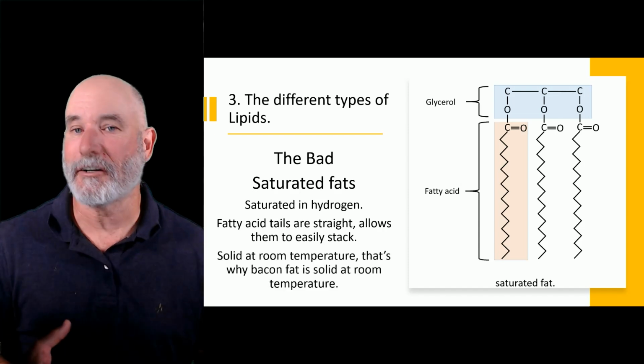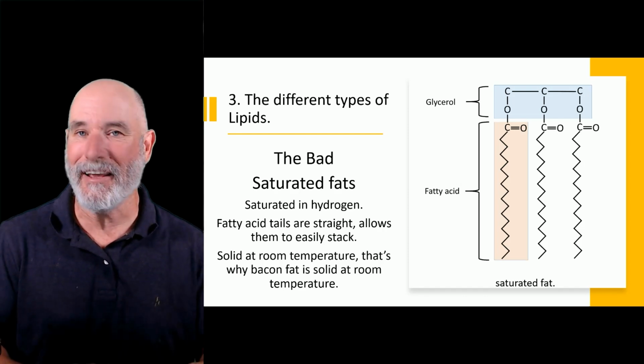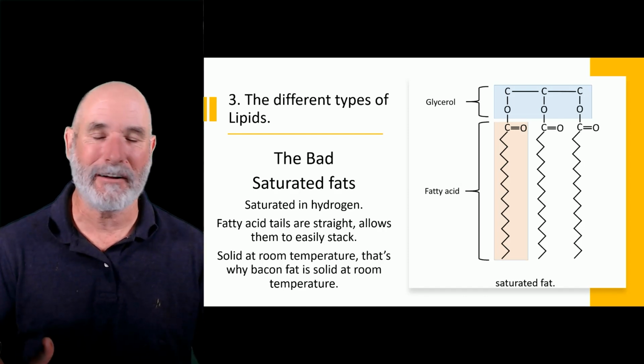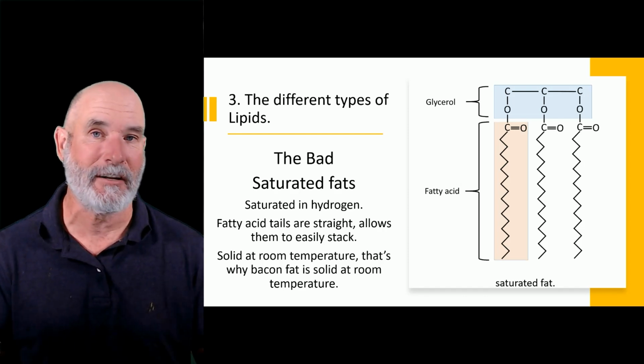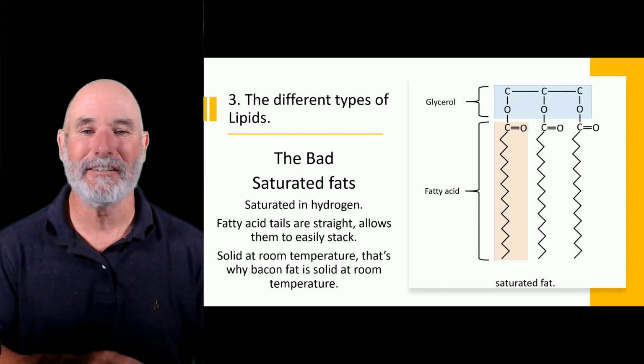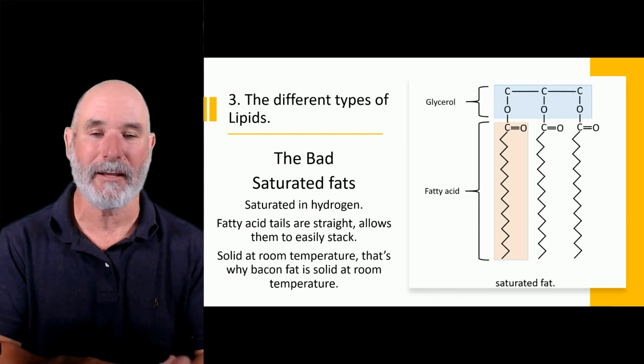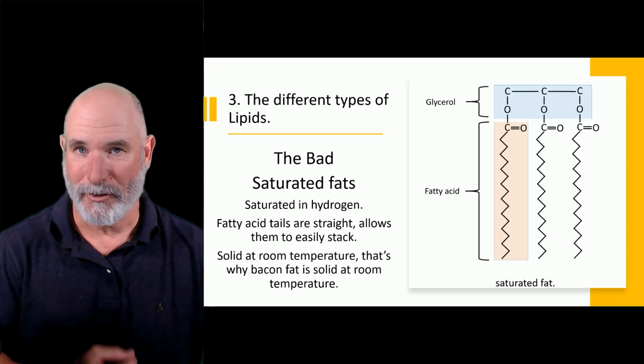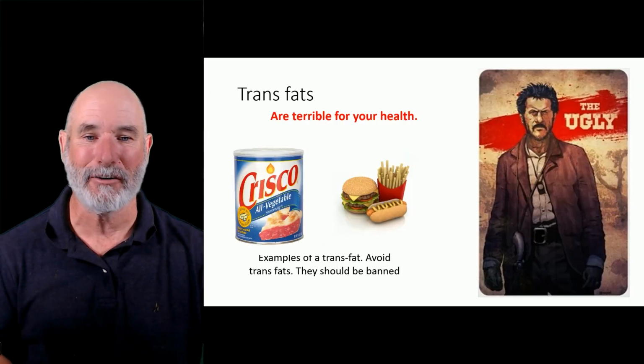So they're also solid at room temperature. So if you've ever cooked bacon and all that fat comes out of the bacon in the frying pan and then you let it sit and it cools, right? It forms a solid. That's because these fats are stacking and being a solid at room temperature. And that's kind of what they're doing in your arteries. So they're not that good for us.